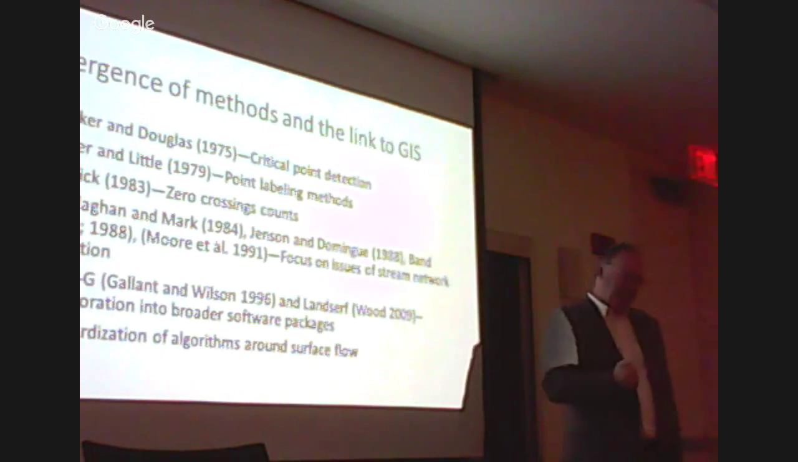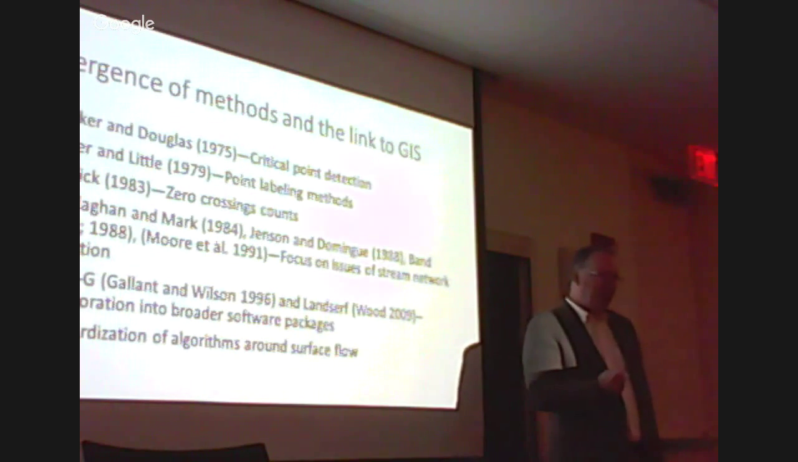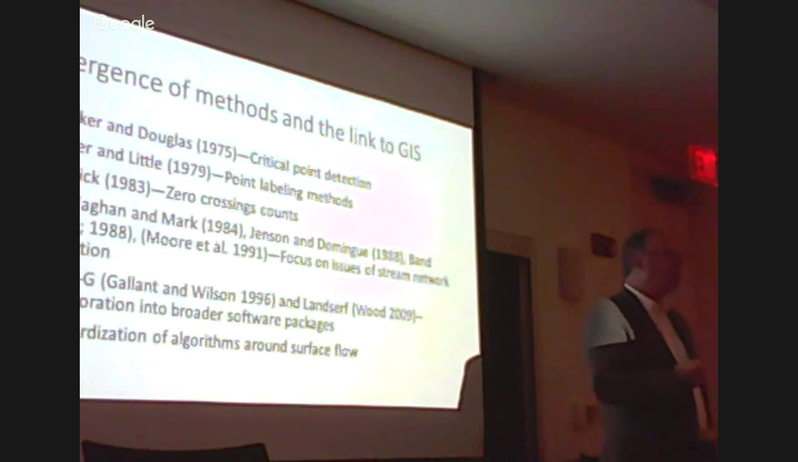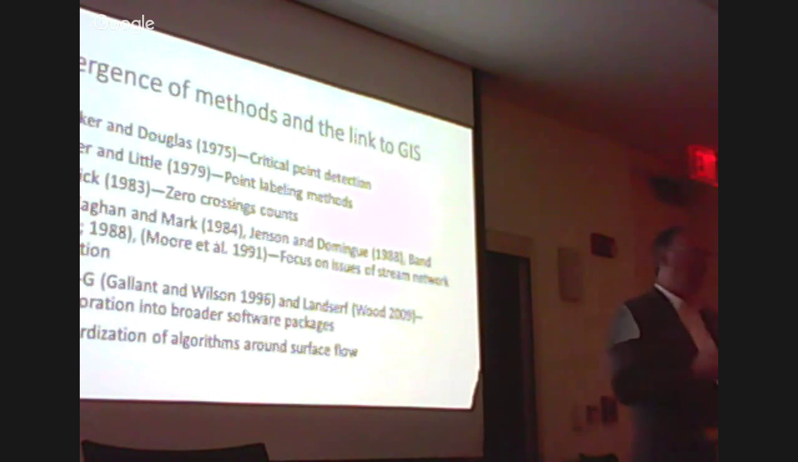Wilson and Gallant started some key work back in '96. They put into the public domain a huge Fortran package called TAPES-G, which, believe it or not, when you dig down far enough in most of the open source software, you still find lines of code from TAPES-G in the feature extraction algorithms in most GISs.